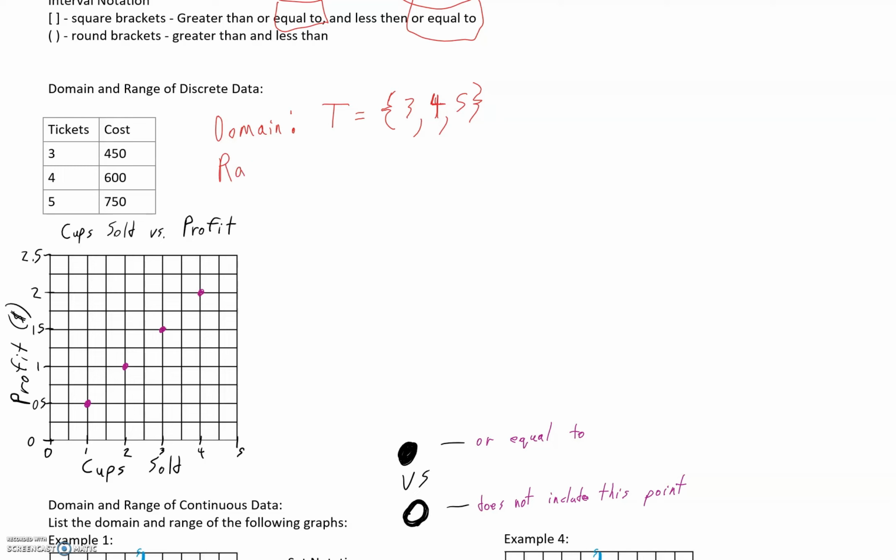Range with discrete data is going to be very similar. So it'll be C for cost with the squiggle bracket 450, comma 600, comma 750, and then the squiggle bracket afterwards.